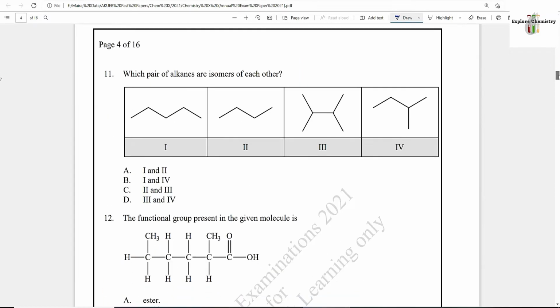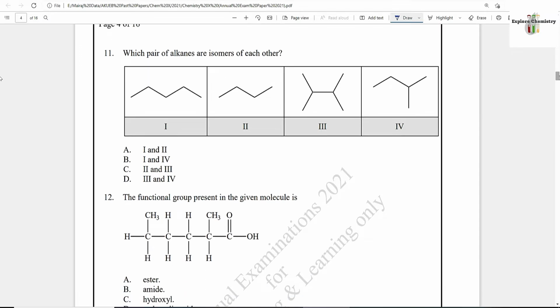Number 11. Which pair of alkanes are isomers of each other? Isomers have the same molecular formula but different structural formula. For the same molecular formula, we must check the number of carbon and hydrogen. In these structures, each corner represents one carbon. So this compound has a total of 5 carbon atoms. Let's check the second compound. It has 1, 2, 3 and 4 corners, meaning 4 carbon atoms. These two are not isomers of each other, so option A is wrong.